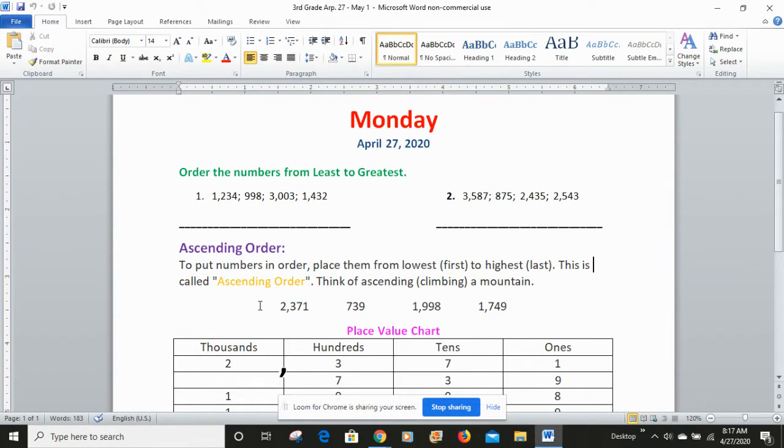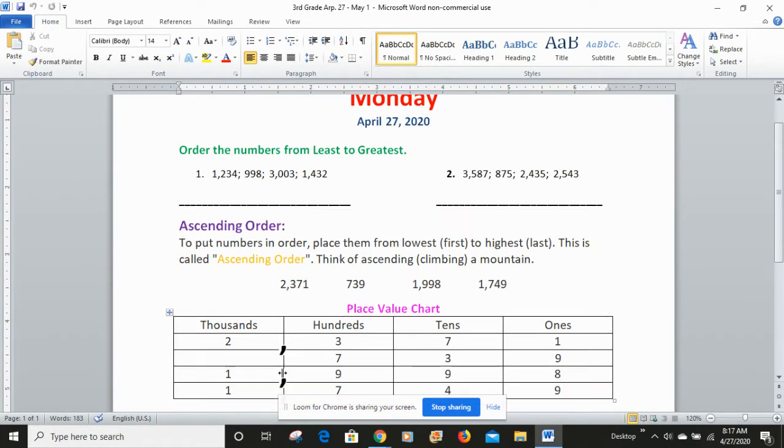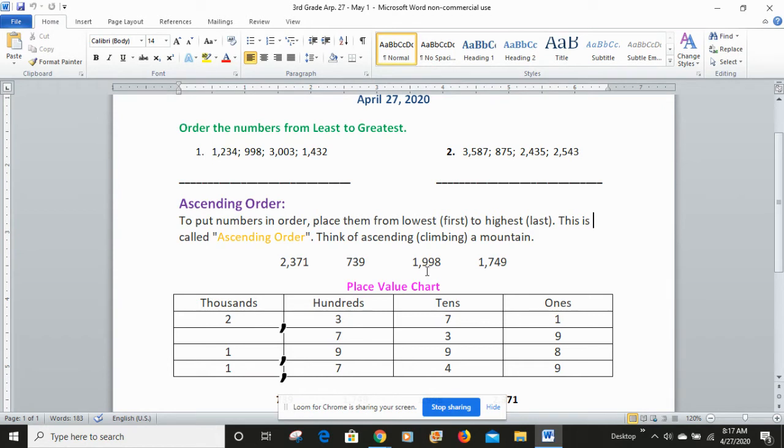And then all we do is just start putting the numbers into the place value chart, and then we can compare. So the first number we've got 2,371, which I put in right here, separating the hundreds and the thousands by a comma. The second number is 739, which I put right in here. And then 1,998, right in here. Once again, separating the hundreds and the thousands by a comma. And then 1,749. And there's my comma again. So now I've got all my numbers in here, and what I do is I start comparing from left to right.